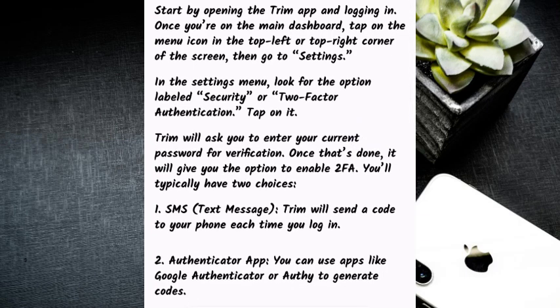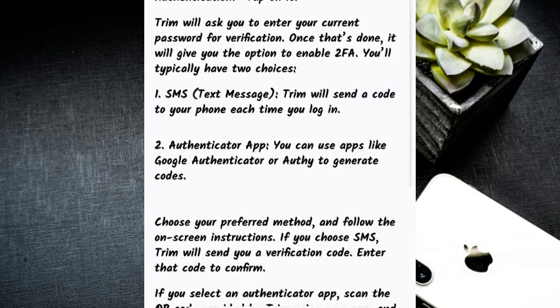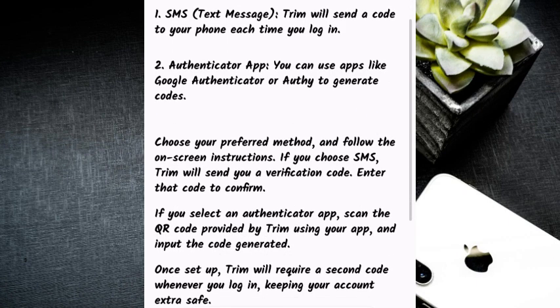So once that's done, it's going to give you the option to enable two-factor authentication. You'll typically have two choices. You can use SMS, where Trim is going to send you a code to your phone each time you log in, or you could use an authenticator app. You can use apps like Google Authenticator or Authy to generate codes. Just go ahead and choose your preferred method and follow the on-screen instructions.